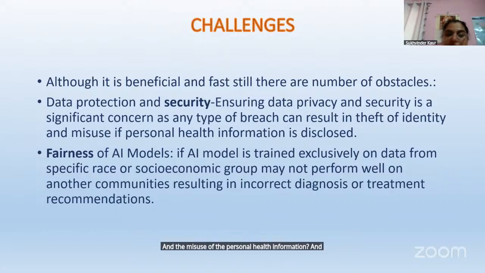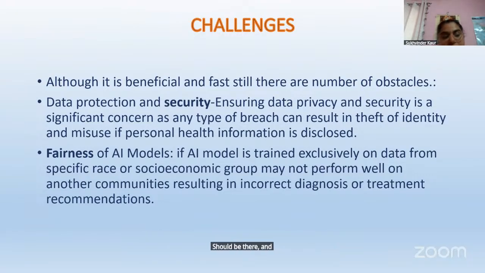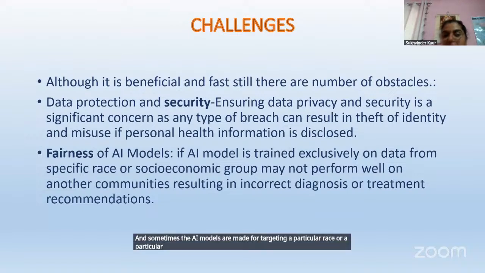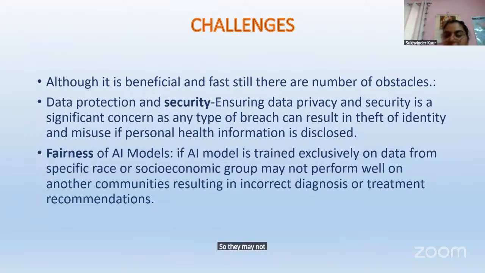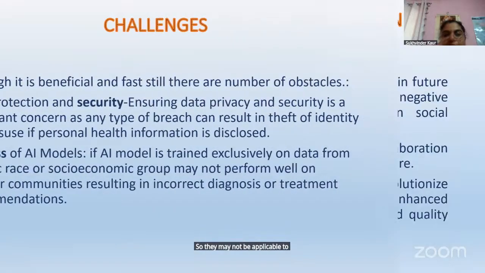And for that, the fairness of the AI models should be there, and they should be trained exclusively for that. Sometimes AI models are made for targeting a particular race or a particular group of people. So they may not perform well on another type of people, because they have been made keeping in view the genetic makeup and other things which are popular in that particular race group. So they may not be applicable to other ones.